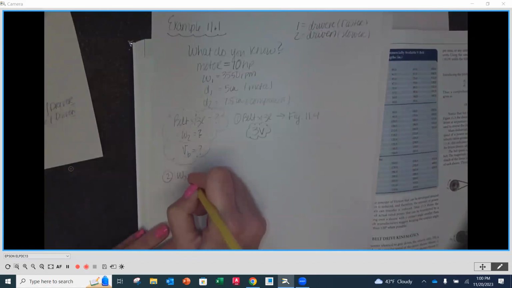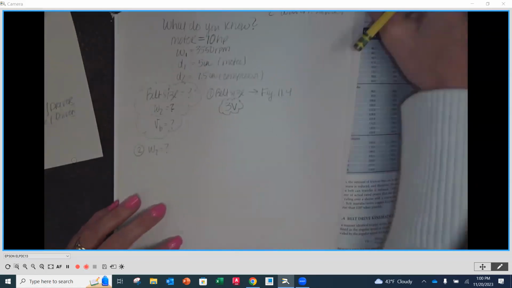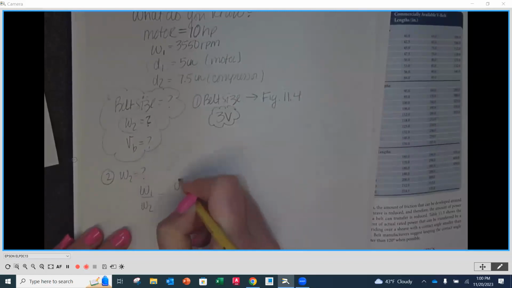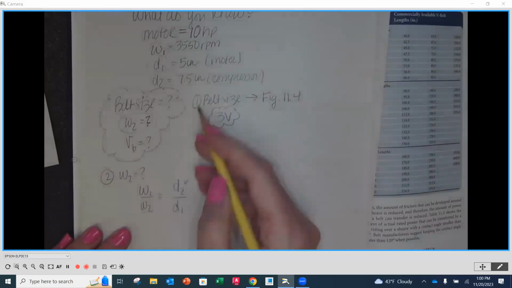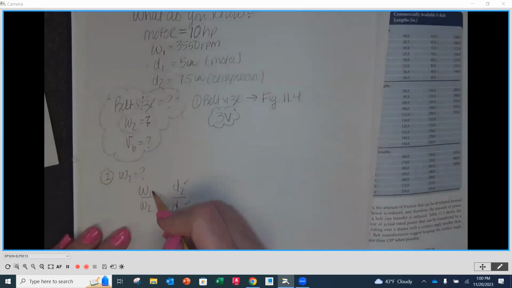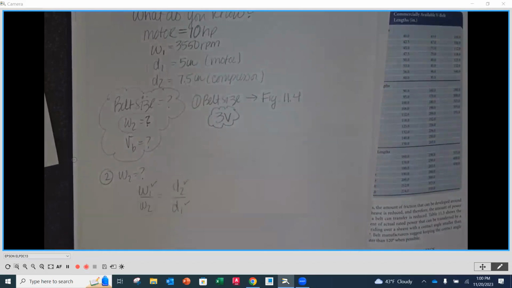We're going to find W2, right? So we know that W1 over W2 is equal to D2 over D1. And we know D2 is 7.5, we know D1 is 5, and we know W1 is 3550. We need to solve for W2, right?